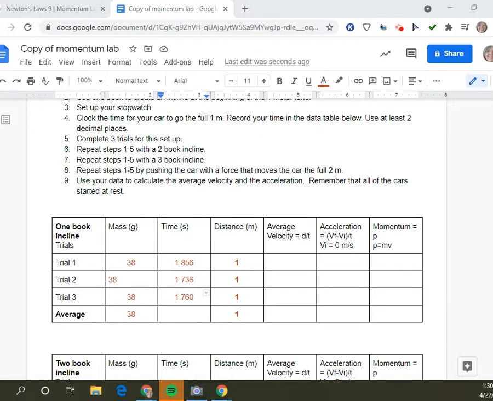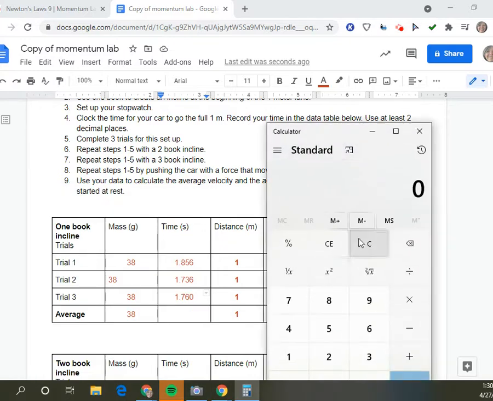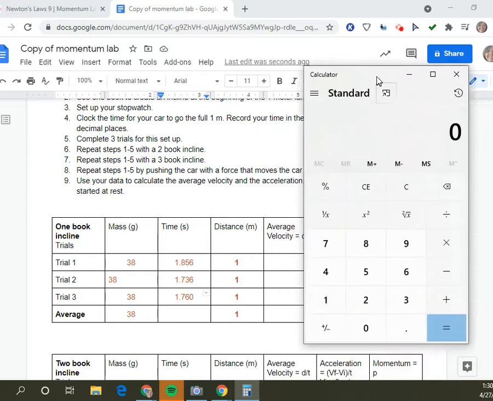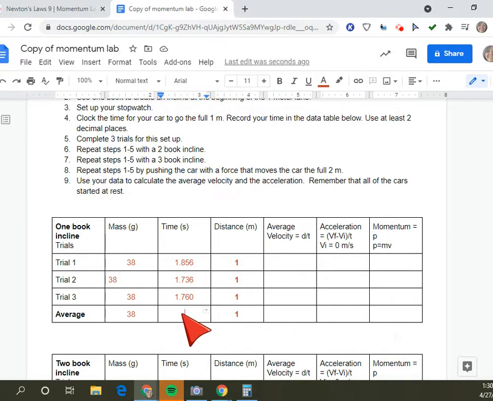How do we do an average? You remember? Right, add them up and divide by the number of numbers. So let's go ahead and do that here, and we'll get our average time: 1.784.